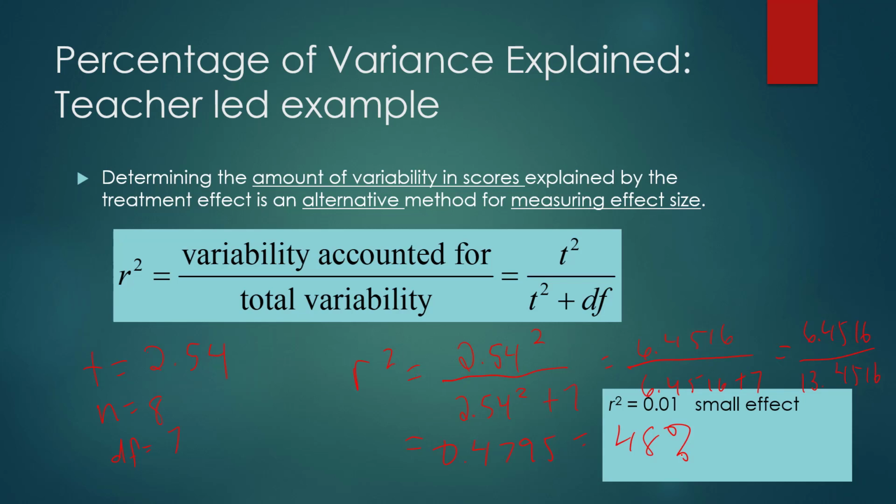Just let me erase this here so you can see that. So 0.01 is a small effect, 0.09 is a medium effect, and 0.25 is a large effect. So we have a very large effect. We saw that with our Cohen's d too, is a very large effect.